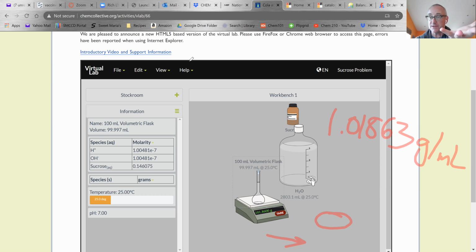So our first point we're going to plot is our concentration of 5 grams per 100 mils. That's the concentration, and our density is 1.01863. So do the same thing for 10, 15, 20, 25, 30, 40, and 50. That should give you more than enough points to give you a nice straight line. And the density of the cola solution will fall somewhere in there. So let's have a look at the cola solution.